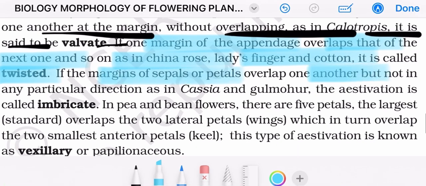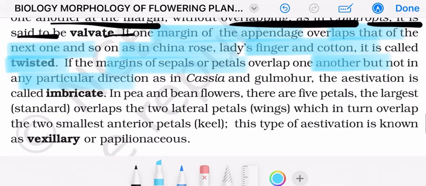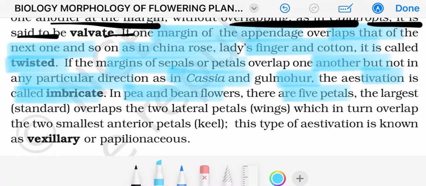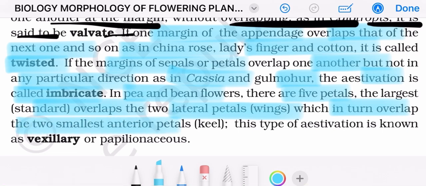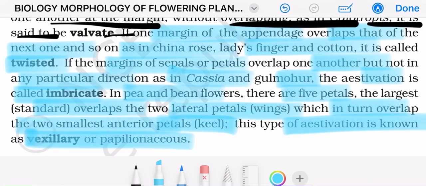If the margins of the sepals or petals overlap one another but not in a particular direction, as in cassia and gulmohar, the aestivation is imbricate. In pea and bean flowers, there are 5 petals. The largest, the standard, overlaps the 2 lateral petals, the wings, which in turn overlap the 2 smallest anterior petals, called the keel. This type of aestivation is vexillary or papilionaceous.